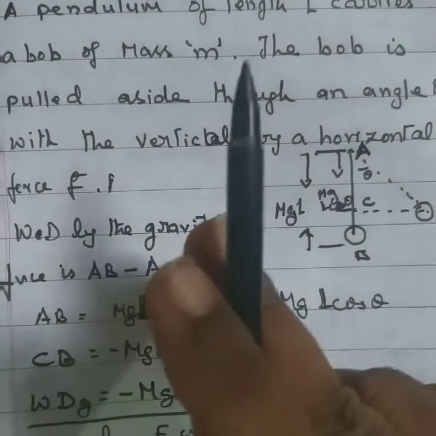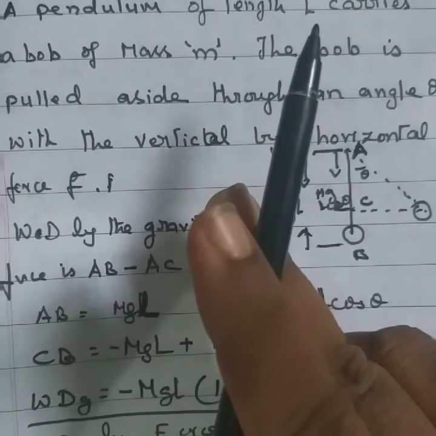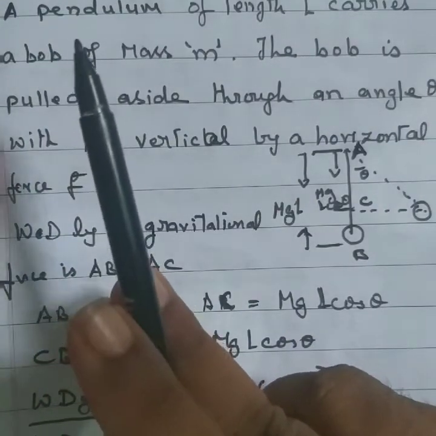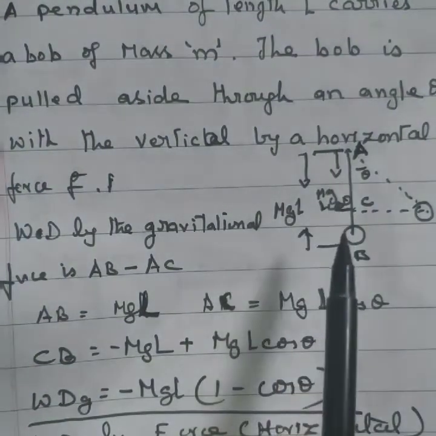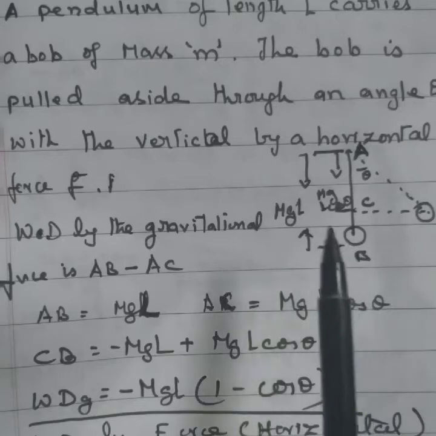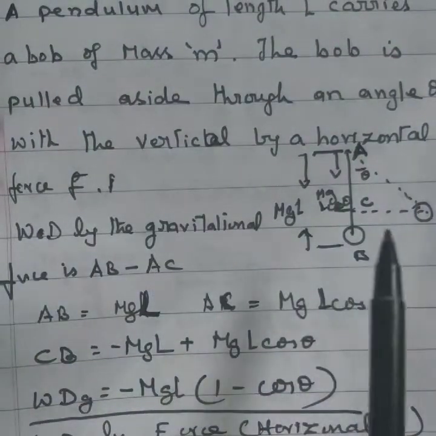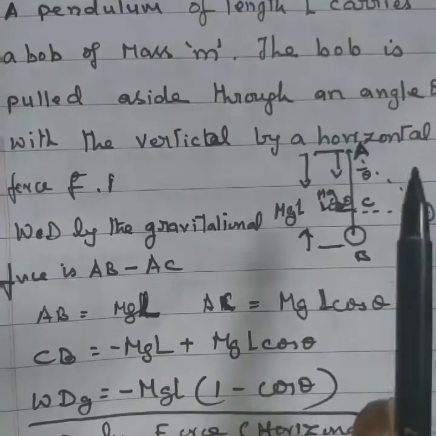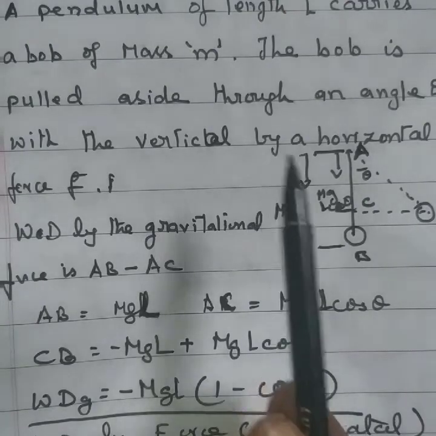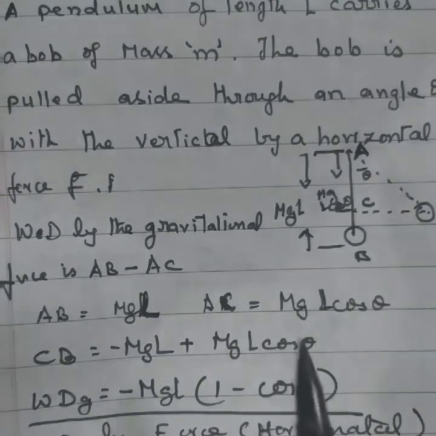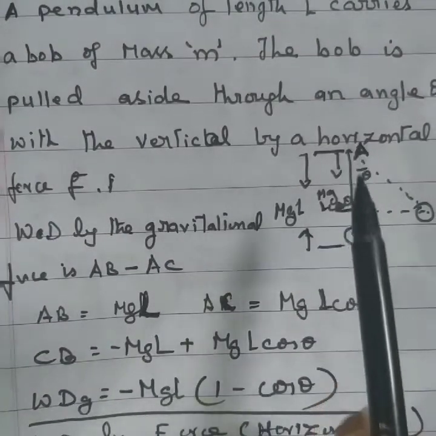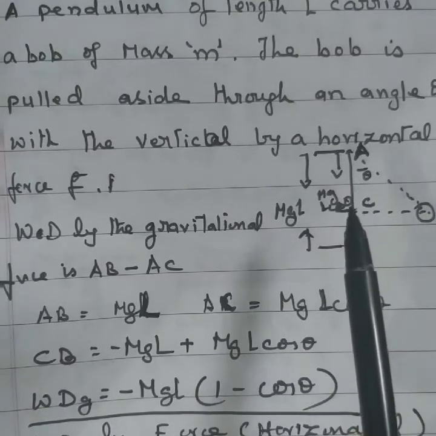So now we are going to know about the pendulum equations in the work for energy. A pendulum of length L, here to here L, carries a bob of mass m, the small bob, small m, and the bob is pulled aside through an angle theta, and here it makes an angle theta with the vertical, by this horizontal force F.